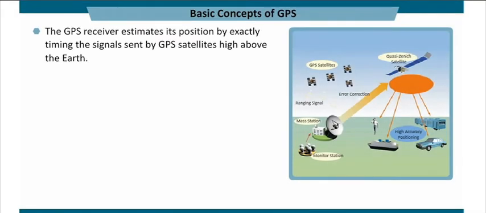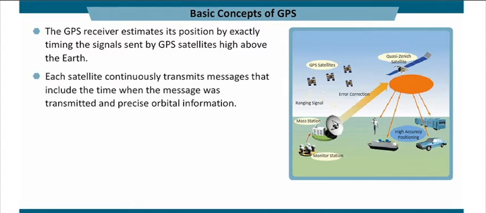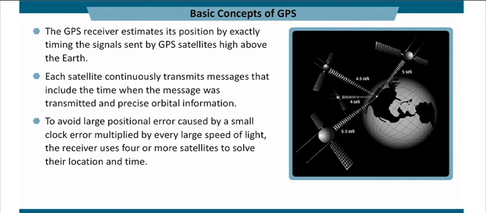The GPS receiver estimates its position by precisely timing the signals sent by GPS satellites high above the Earth. Each satellite continuously transmits messages that include the time when the message was transmitted and precise orbital information. To avoid large positional errors caused by a small clock error multiplied by the very large speed of light, the receivers use 4 or more satellites to solve for their location and time.